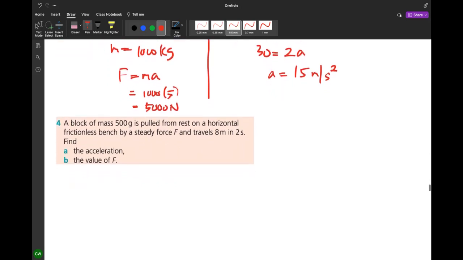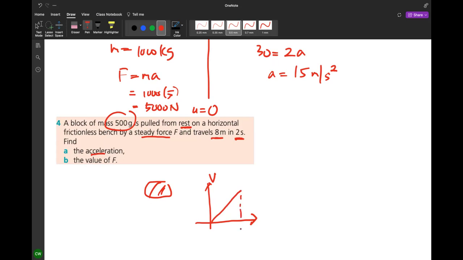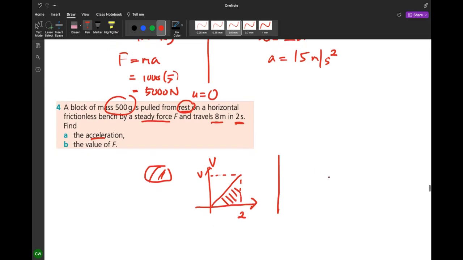Okay, next one. There's a block. Start from rest means start from zero. 从零开始。Pulled by a steady force, travels this in 2 seconds. Find the acceleration. Start by 2 seconds. What does it mean? It means it's going to be like that for 2 seconds. There's a final speed here. Start from zero. Here's zero. So find the acceleration.